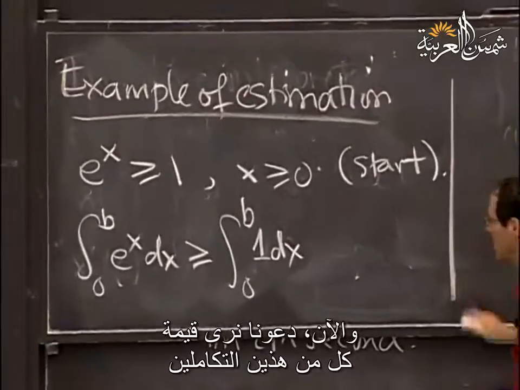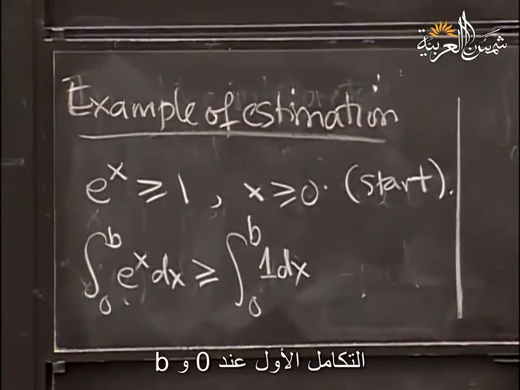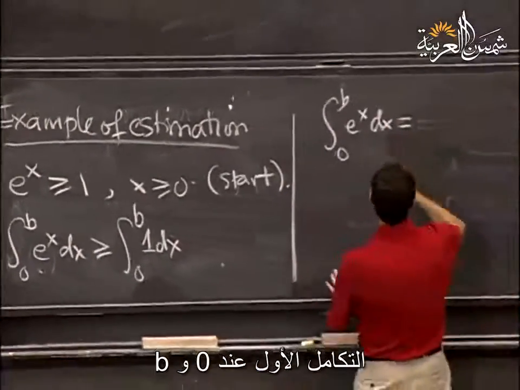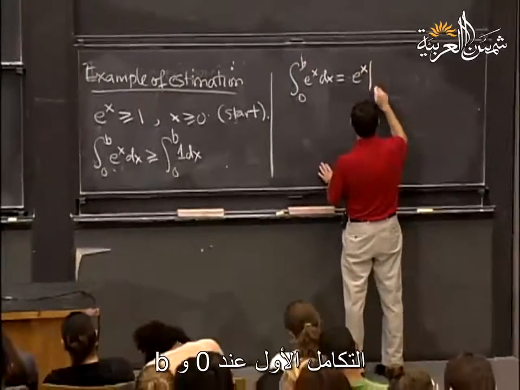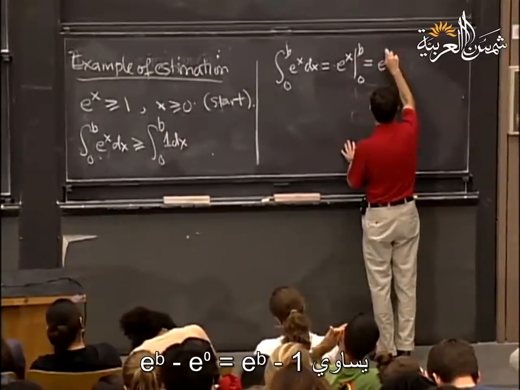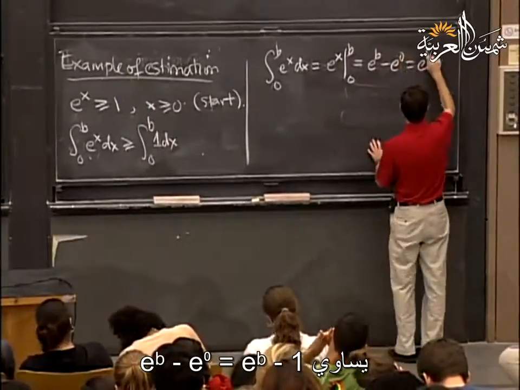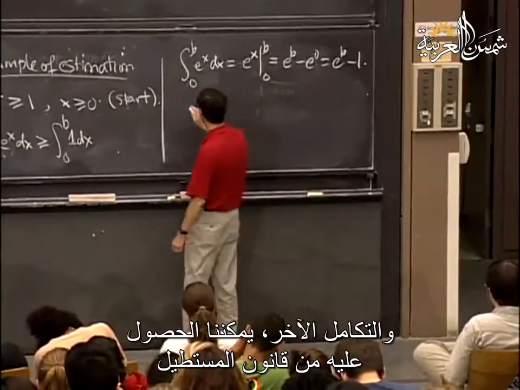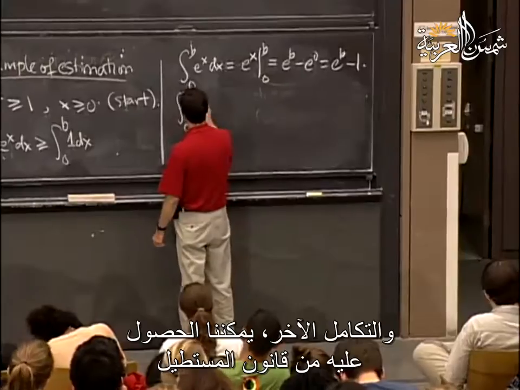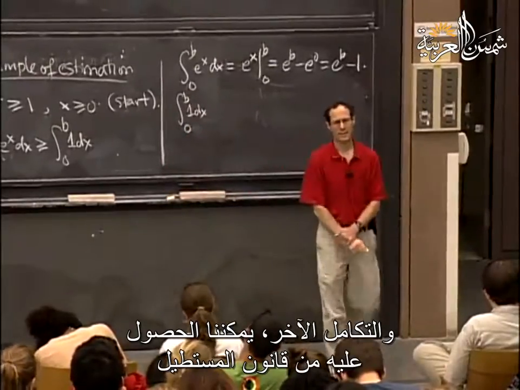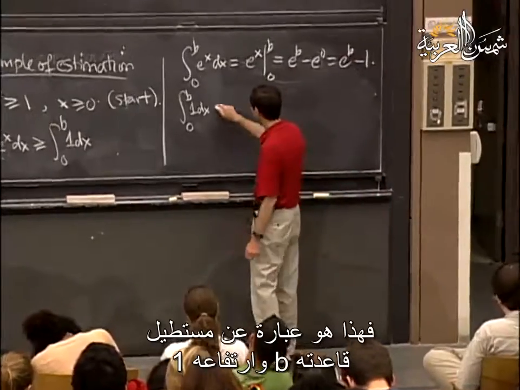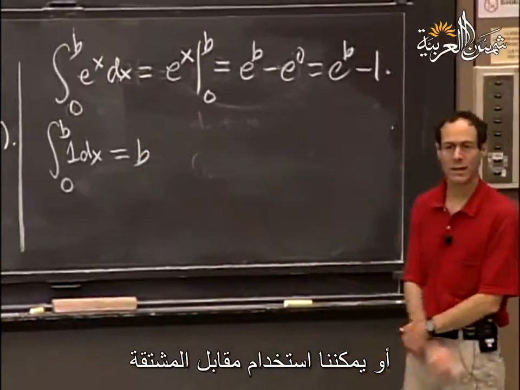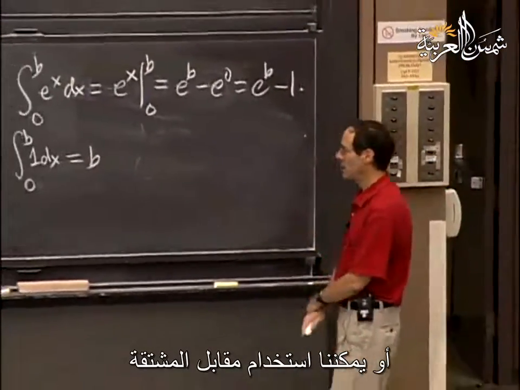All right, let's work out what each of these is. The first one, e to the x dx, the antiderivative is e to the x, evaluated at 0 and b, so that's e to the b minus e to the 0, which is e to the b minus 1. The other one, you're supposed to be able to get by the rectangle law. This is one rectangle of base b and height 1. So the answer is b. Or you can do it by antiderivatives. But it's b.